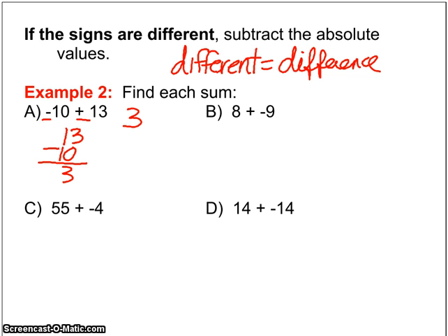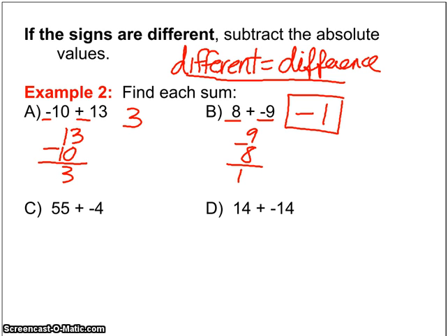And letter B, I have 8 positives and 9 negatives. Which one do I have more of? Negative, so my answer is going to be negative. We'll go ahead and write that down. And the signs are different. One's positive and one's negative, and because they're different, I'm going to take the difference of the absolute values, and I get an answer of -1.